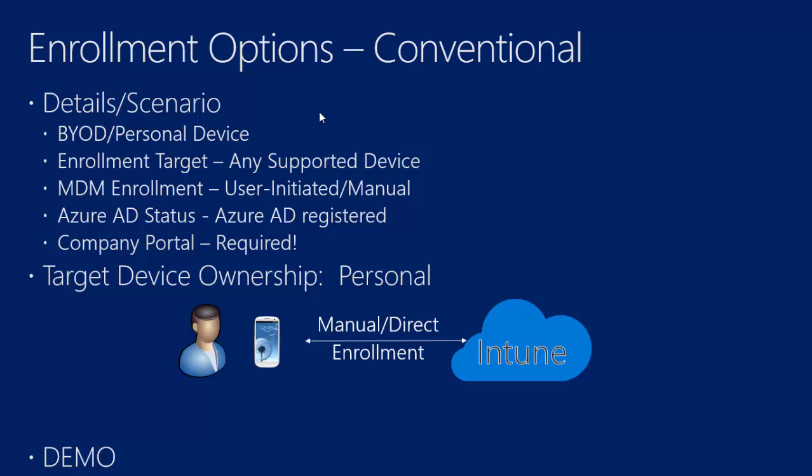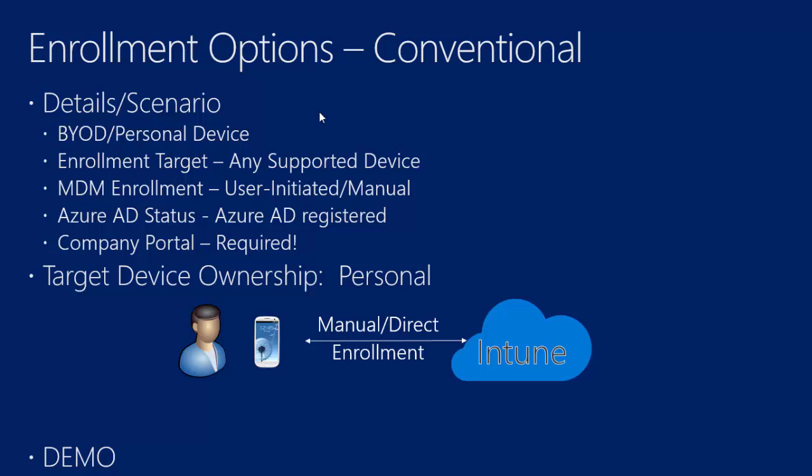So in terms of the scenario, the details behind the scenario. Specifically, conventional enrollment is a BYOD, a personal device type of enrollment. It works with any supported device, right? The key is it is user initiated. It is a manual install using the company portal. Company portal absolutely required.